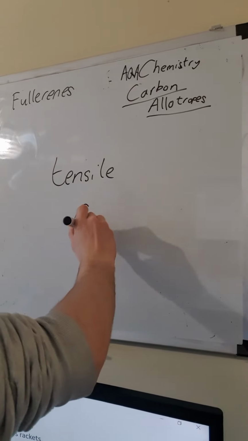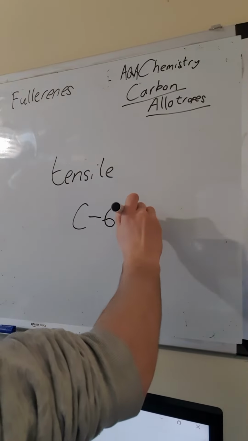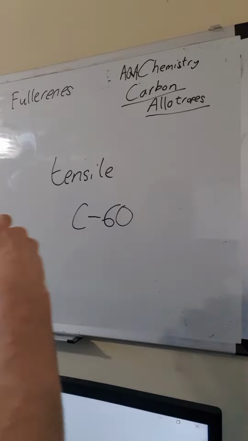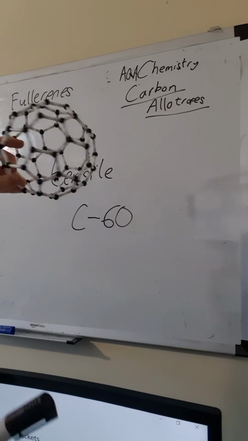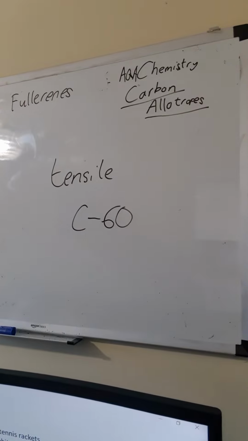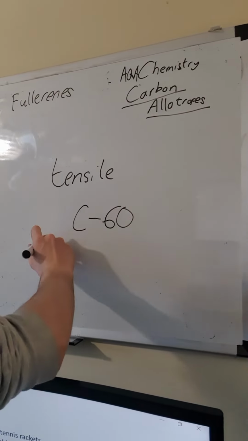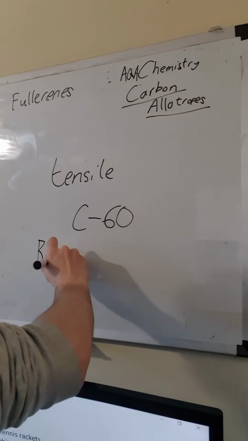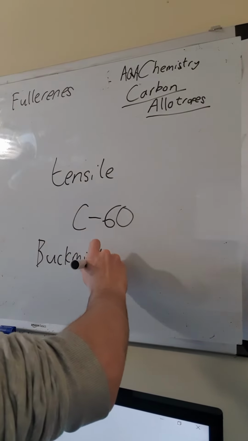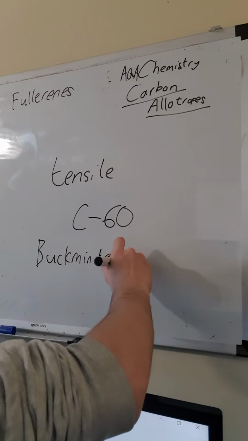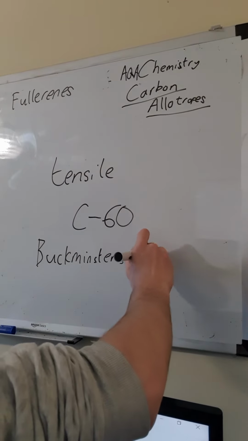This is C60. C-60. And that means it has 60 atoms of carbon. This was the first one to be discovered, and we call it Buckminster fullerene. It's a really goofy name. Buckminster fullerene.